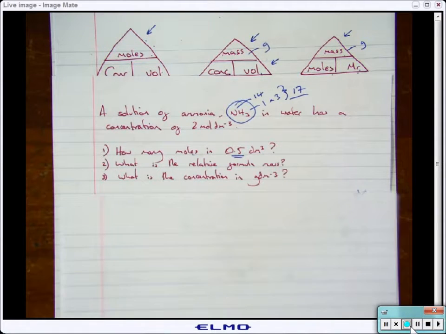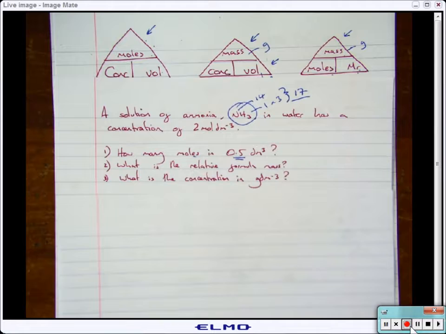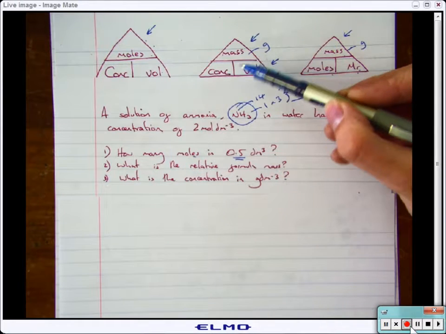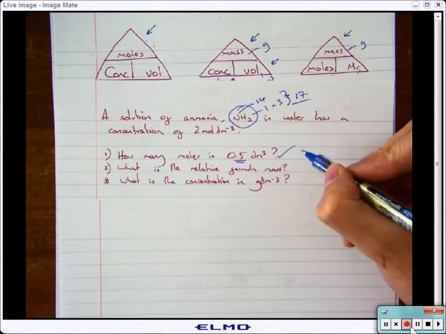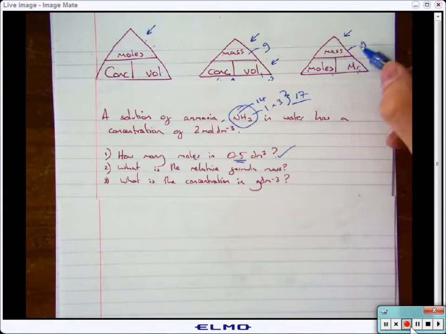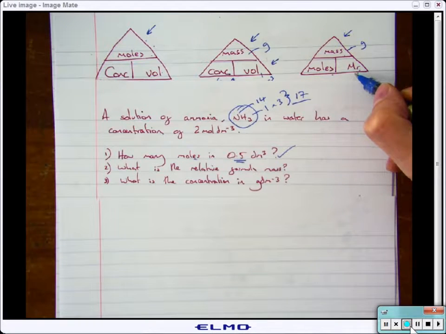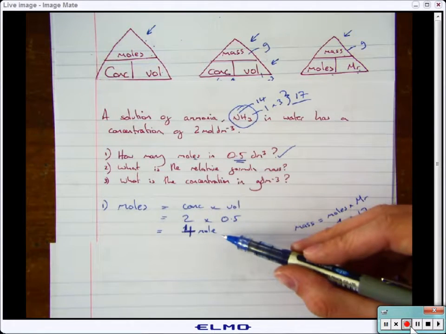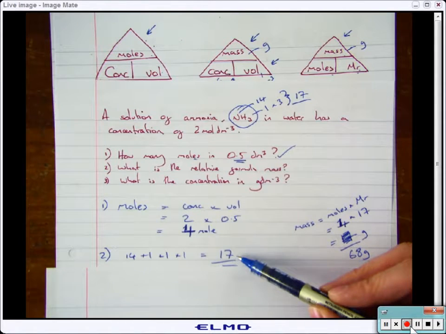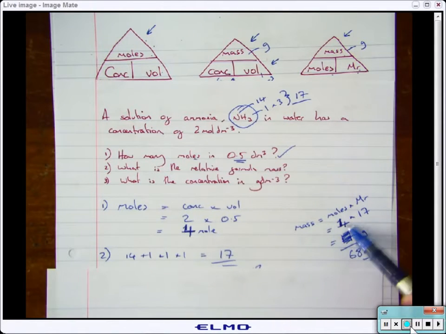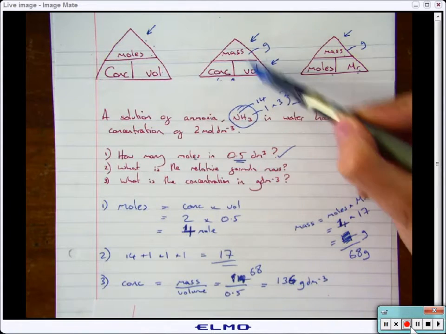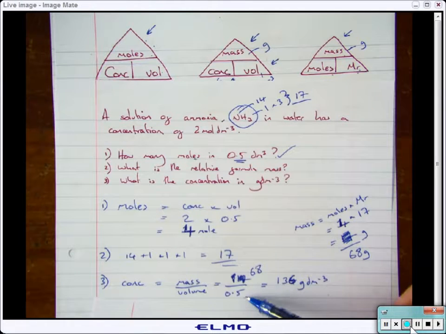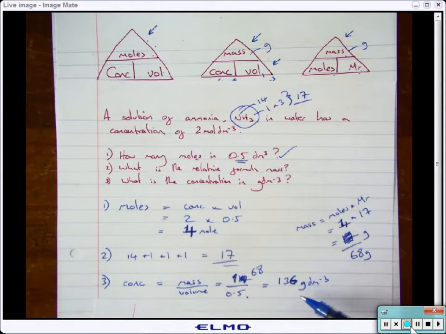And the final question says what is the concentration in grams per decimeter cubed. So that's this equation here, which is mass divided by volume. I've got my volume, which is here, and I need to work out my mass. So mass is moles times by the relative formula mass. I've worked out my moles here, and I've worked out my formula mass here, which is 17. So mass is moles times 17, and then concentration is mass divided by volume, which is divided by 0.5, which gives me the concentration in grams per decimeter cubed.